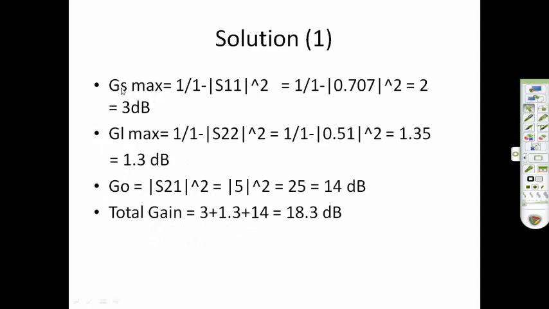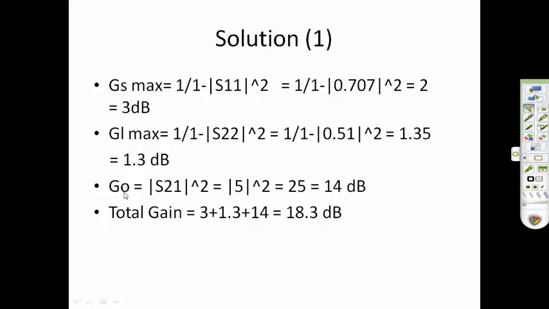Okay, the gain at the source max equals 1 over 1 minus |S11| squared. So we have 2 in numerical value, and in dB we have 3 dB. The gain at the load max equals 1 over 1 minus |S22| squared. We have 1.35, and 1.3 in dB.